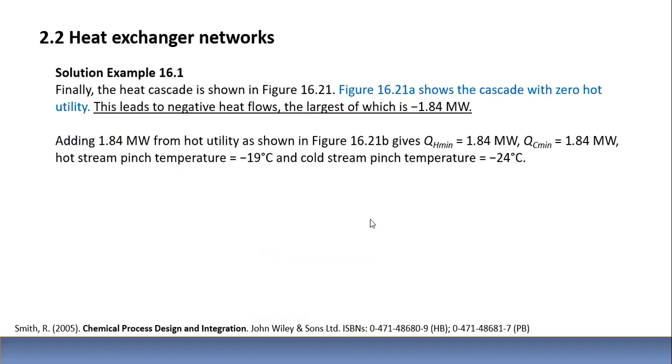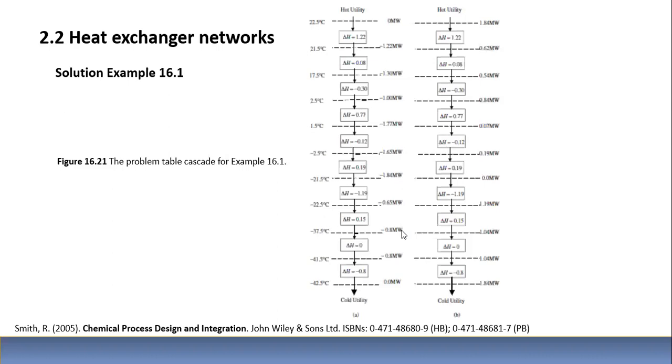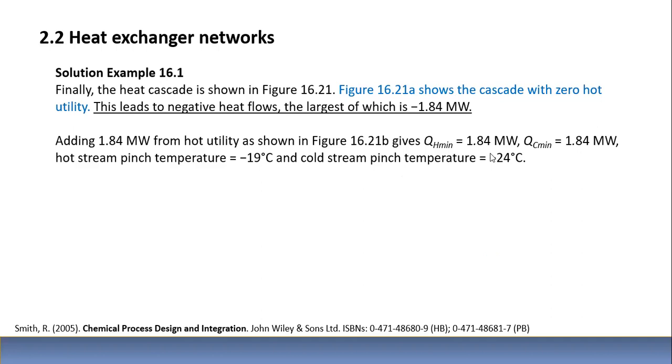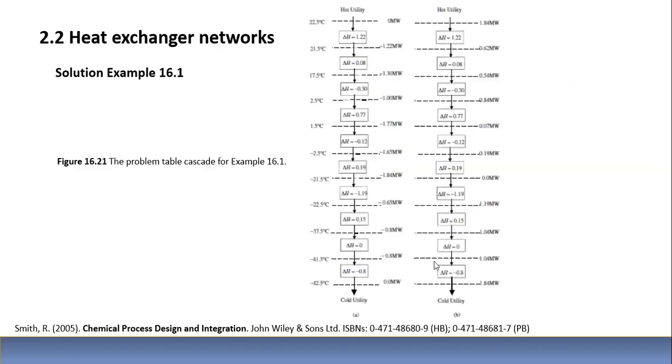Stream number 1, etc. Finally, the cascade is shown in figure 16.21. Figure 16.21A shows a cascade with 0 hot utility. This leads to a negative heat flow, with the largest one being minus 1.84. Adding 1.84 megawatts from the hot utility, as shown in figure 16.21B, gives QH minimum of 1.84. So let's check on that.